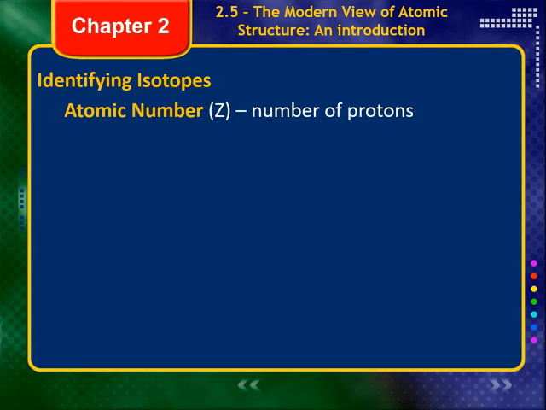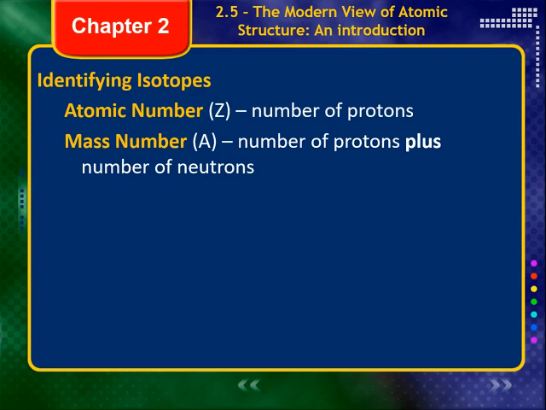Now, how do we identify isotopes? There are 2 main ways. We use atomic number, which is represented by Z, and that's the number of protons present in the nucleus. We also have the mass number, which is represented by A. That's the number of protons plus the number of neutrons.